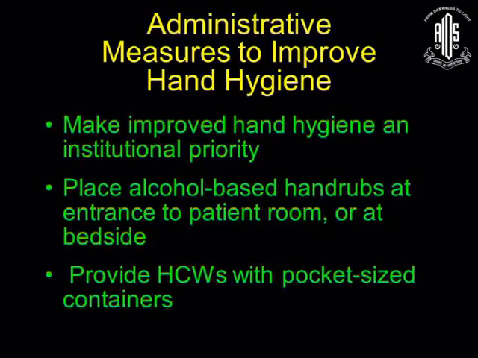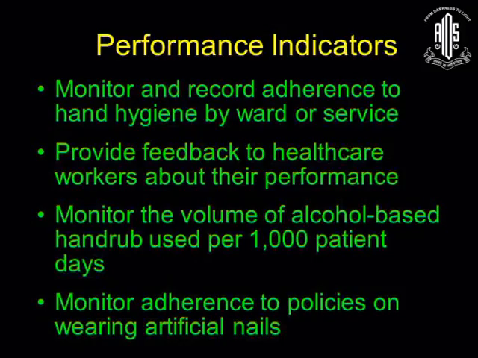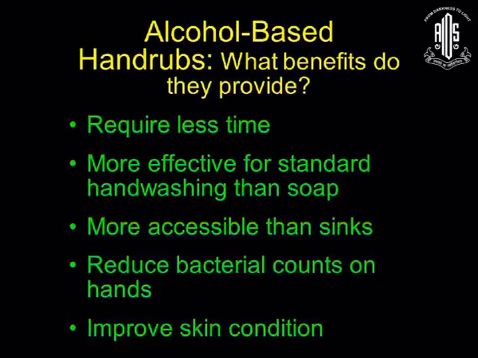So administrative measures: making improved hand hygiene by placing alcohol-based solutions. If you are owning a hospital, place alcohol-based solutions at each place where the patient and the doctor are encountering, and provide pocket-sized containers. Alcohols are flammable, so you have to be very careful about that. And there are certain performance indicators that you can keep in your own place. Alcohol-based hand rubs take less time, are more effective, more accessible than sinks, and reduce the bacterial counts.